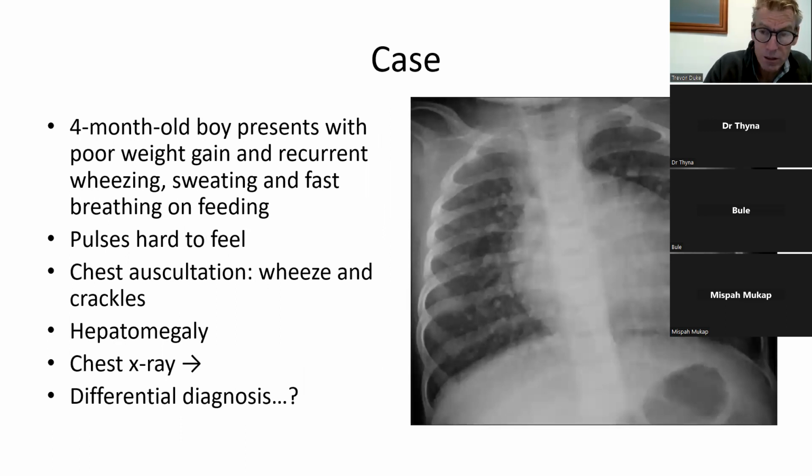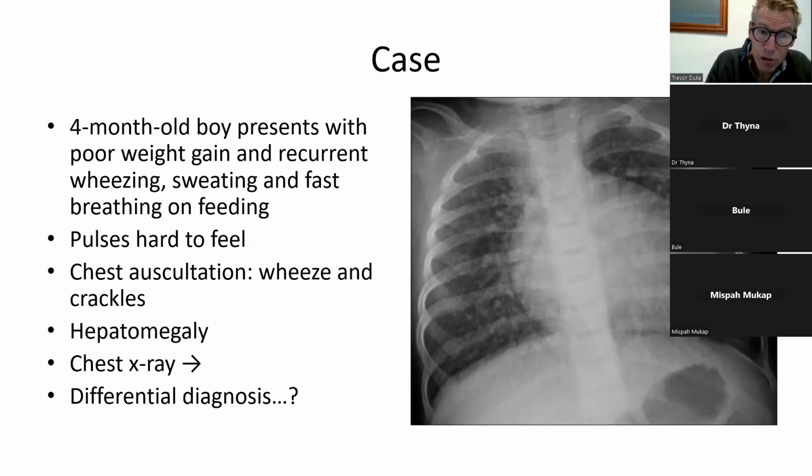So we'll go to the first case now, and I want to explain a bit more about this particular type of problem. So this was, as I said, a 4-month-old boy who presented with poor weight gain and recurrent wheezing and sweating and fast breathing on feeding. So a relatively common presentation. A child presents with recurrent signs of acute lower respiratory tract infection with wheezing and respiratory distress.